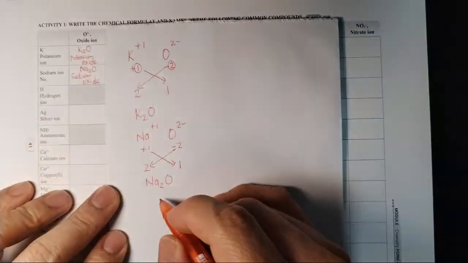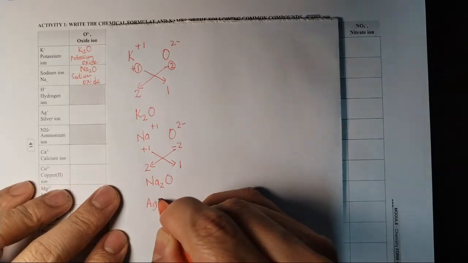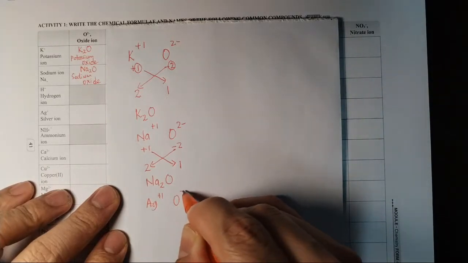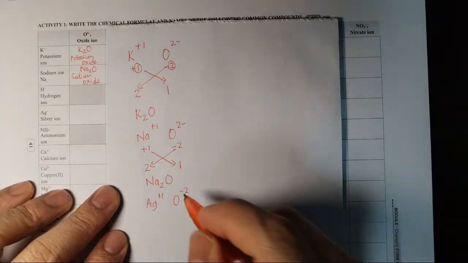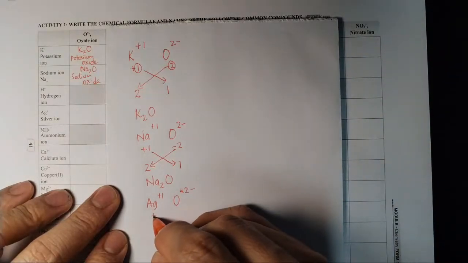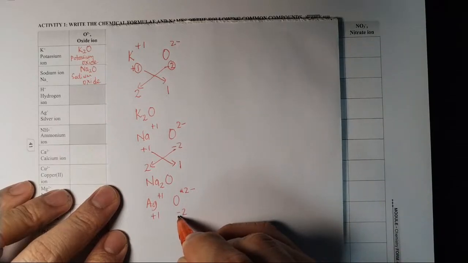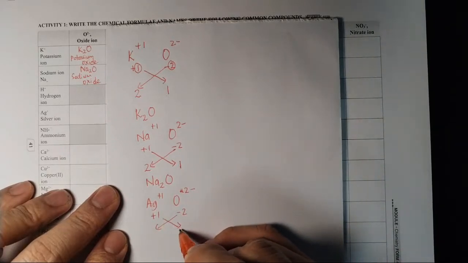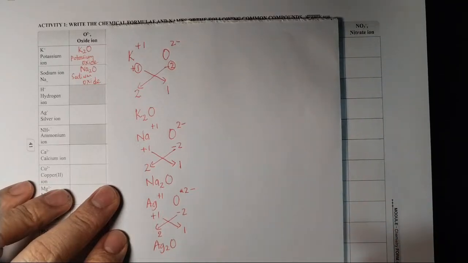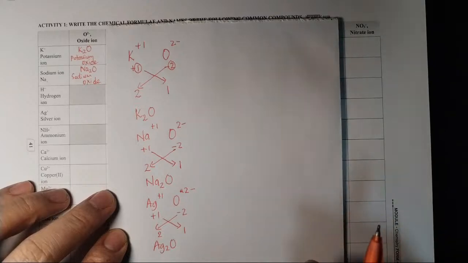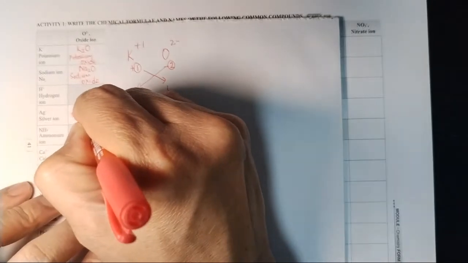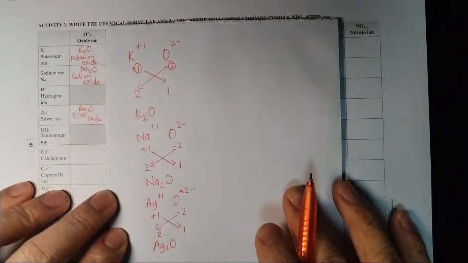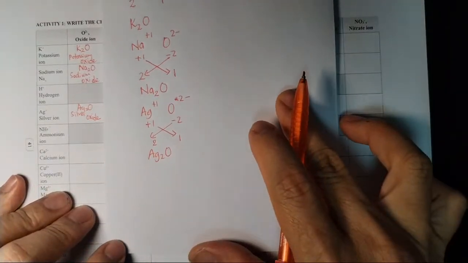Next is silver oxide. Silver Ag positive 1, oxide negative 2. So here positive 1, negative 2. So we interchange it. 1, 2. So it becomes Ag2O. So it should be silver oxide. Next.